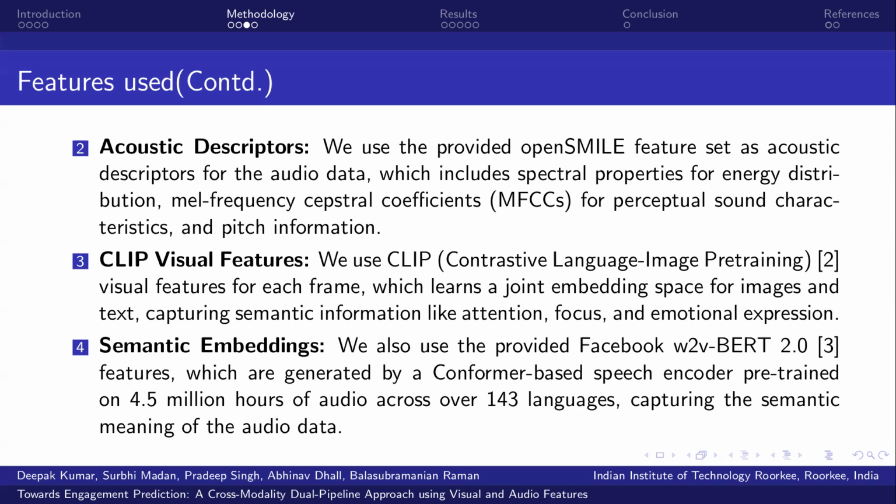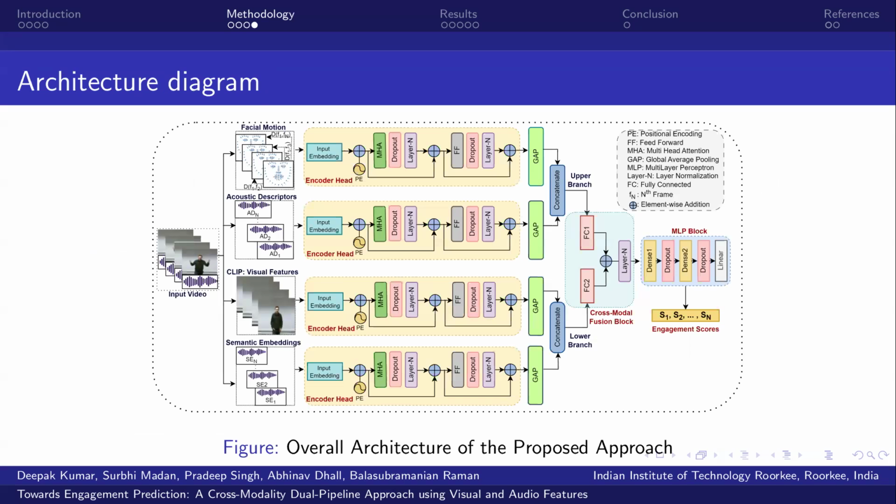To further enhance the model's ability to interpret the audio, we also utilize semantic embeddings generated by Facebook's Wav2Vec 2.0 model. This model is pre-trained on a vast dataset of 4.5 million hours of audio in over 143 languages, which provides deep insights into the semantic meaning of the spoken content, offering valuable information for comprehending engagement through speech. This is the overall architecture diagram of our proposed approach.